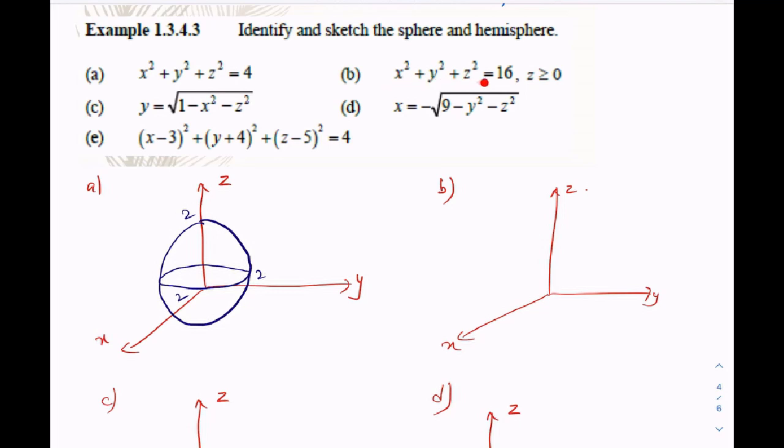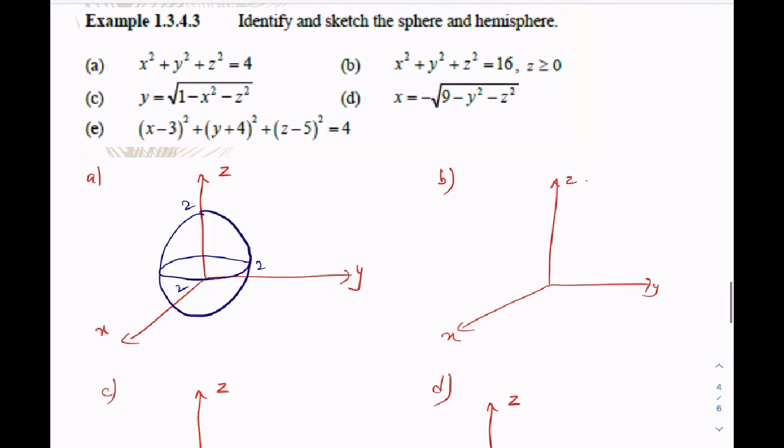Okay, this one we have one condition, which is z must be greater equals to 0. Okay, if you look here, this is a sphere with radius 4, isn't it? So but then with this condition, it's just an hemisphere. Hemisphere, the positive side of z only, and we should label this one as 4 and 4 and 4. Okay, done. So now we go to C.